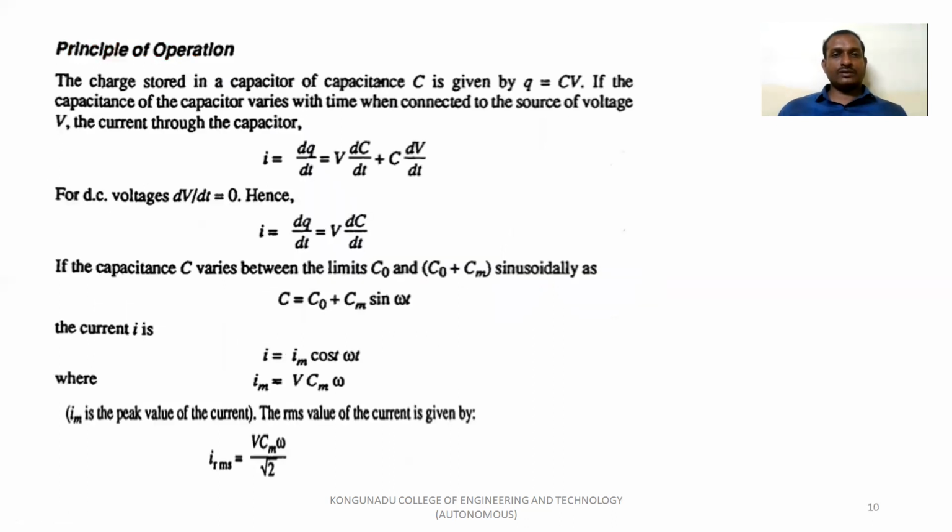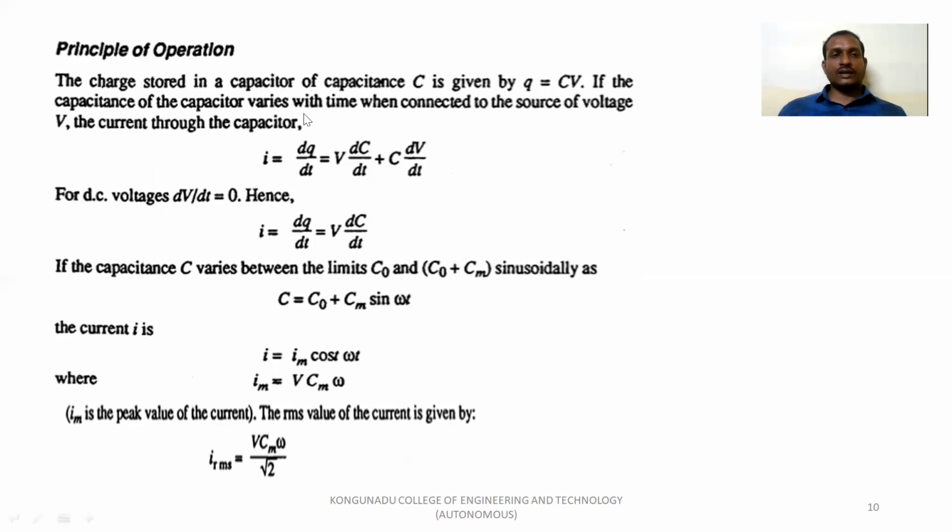Operating principle. The charge stored in a capacitor of capacitance C works on the variable capacitance concept. The charge in the capacitance is Q equal to CV, that is, the capacitance value into the potential difference.